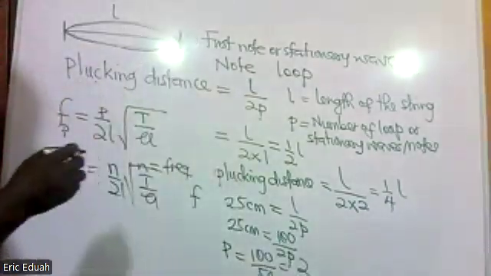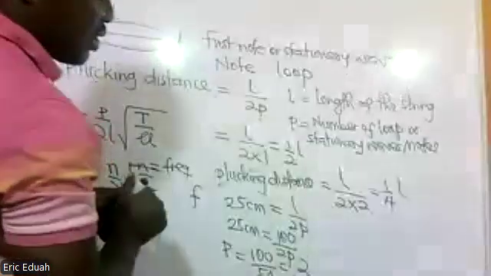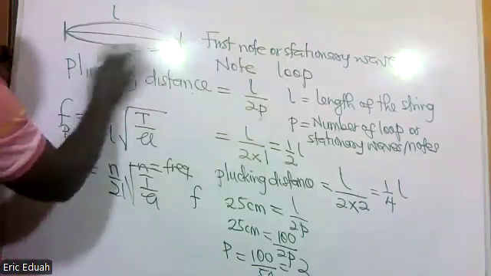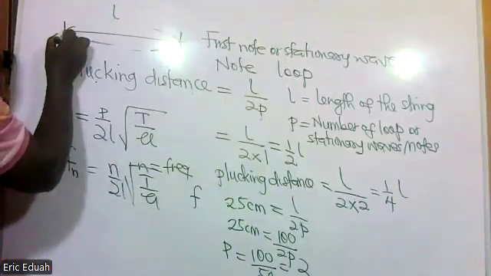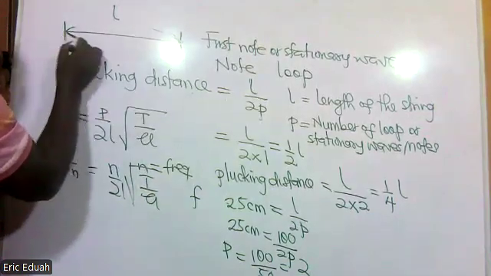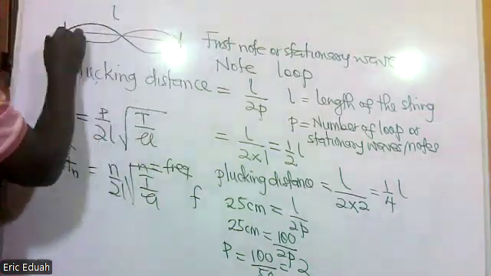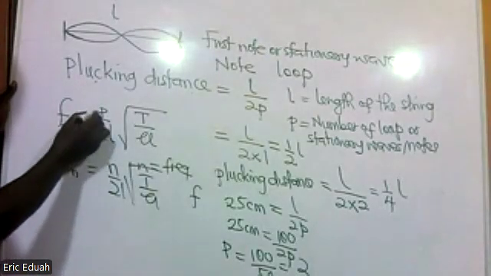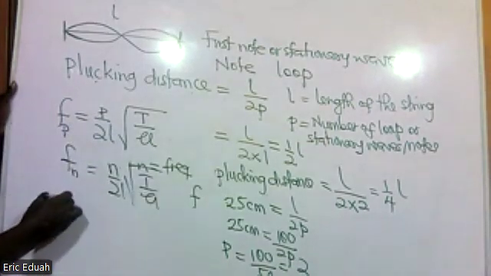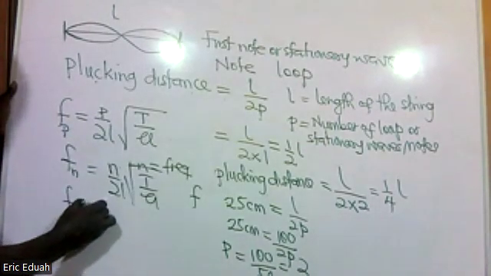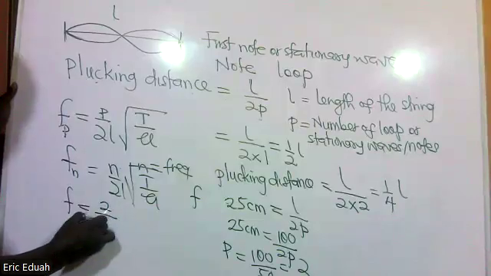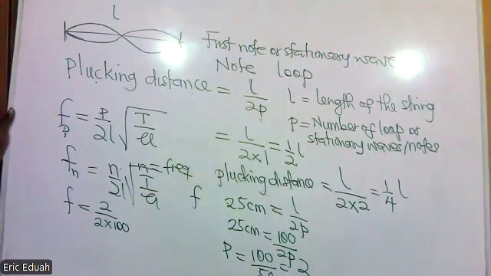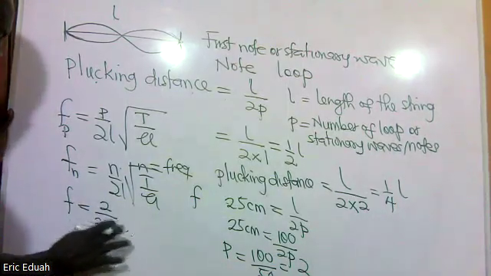So it means that if the length of the string is 1 meter and you plug 25 centimeters, you form 2 loops. 2 complete stationary waves will be formed. So you have this. Okay, then meaning P or n is equal to 2. Therefore, the frequency will be equal to 2 over 2 times 100, or 1 meter.